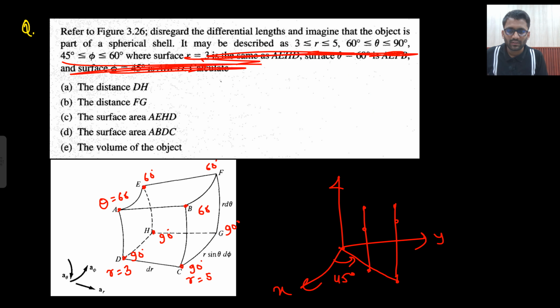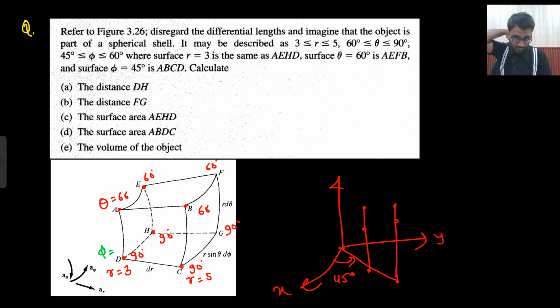So I will just change the color of pen. So I will write down phi equals to 45 degree. This I do not need to hide. Phi equals to 45 degree. And to the other plane, phi is equals to 60 degree.